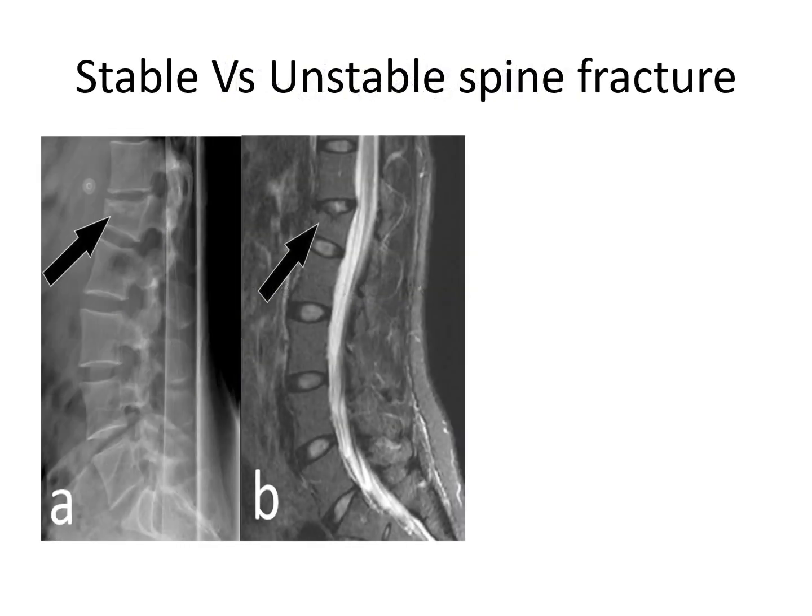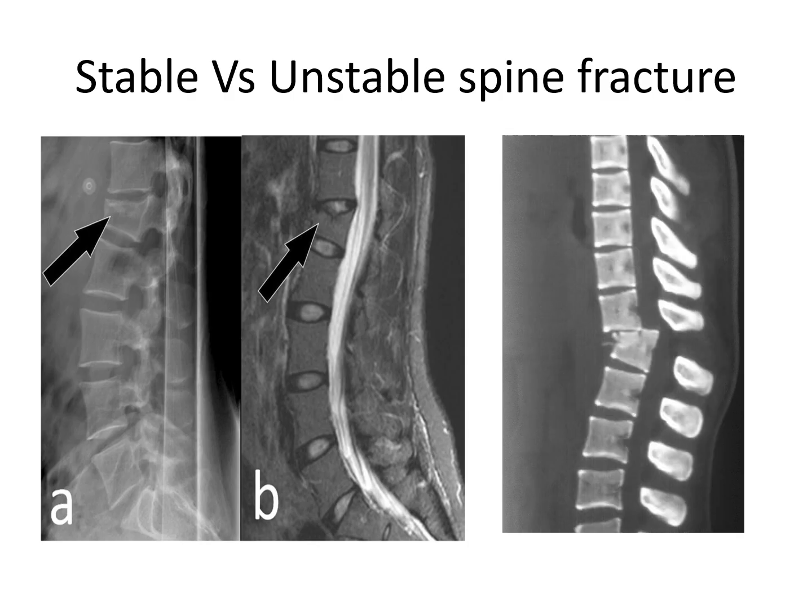Now the stable versus unstable spine fracture. So what is stable and what is unstable? A stable fracture involves only one column. As I said, anterior, middle and posterior column. If only one column is involved, like anterior or posterior, then it is called a stable type of fracture, and there is no significant displacement or neurological risk. Whereas in an unstable fracture, there is involvement of more than one column, or especially involvement of the middle column, with risk of deformity or neurological injury.